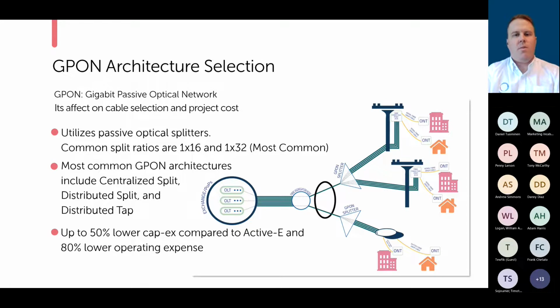But overall, regardless of which way you go, compared to an active E or active Ethernet setup, you're going to be lowering your cost by a good bit, right? Up to 50% lower on your CapEx, and 80% lower on your operating expense. So that's the big reason why GPON is a lot more common and a lot more popular than your active network.